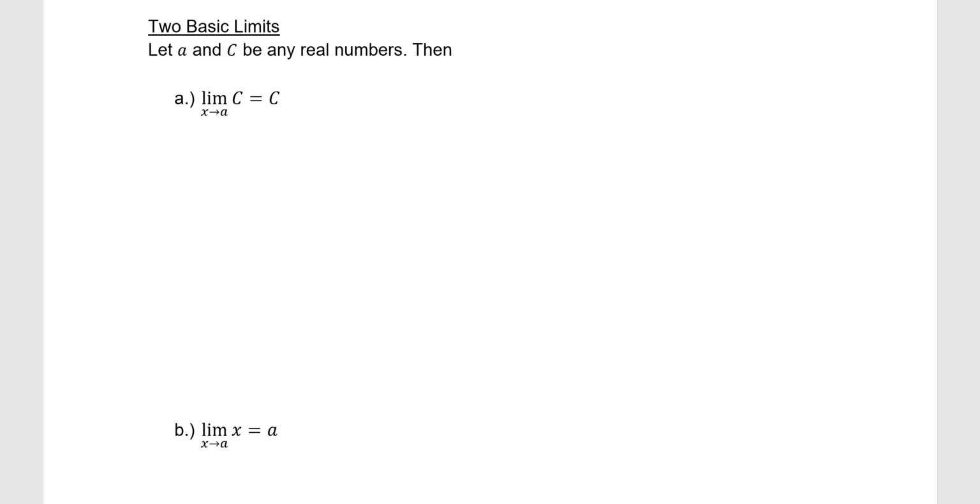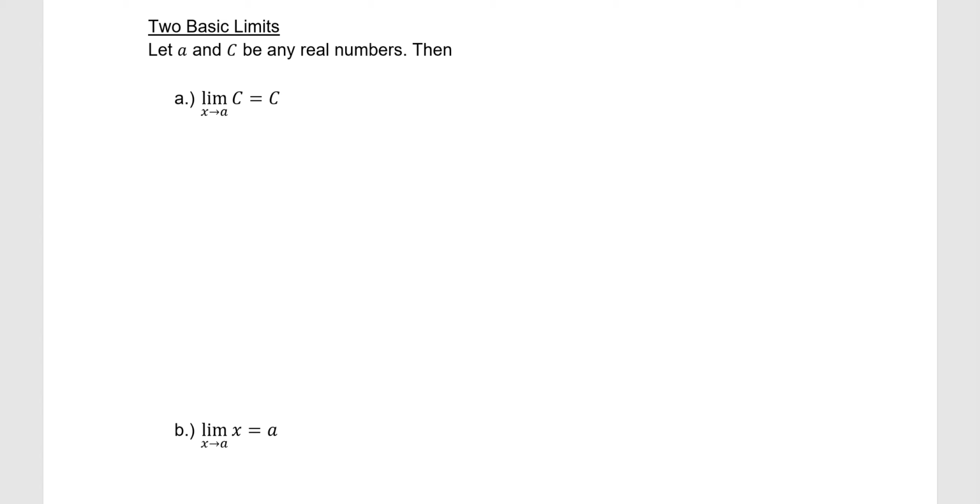So now we're going to get into evaluating some limits algebraically by hand. So let's start with two basic ones here. So two basic limits, we have the limit of c as x approaches a will always equal c. So c is a constant here. As it says right up here, it's some real number.